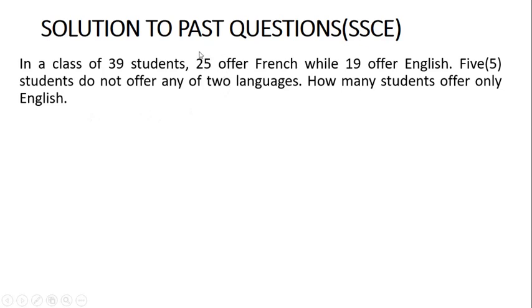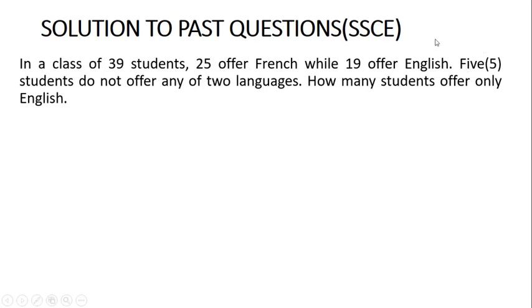Now, anytime you have a question in the form of the one you are looking at on your screen, what you need to do is, because we are given that 25 offer French, 19 offer English, that means some of those that offer French are likely going to offer English, meaning that we have some that offer both French and English. So it would be wrong for you to assume that this 25 stands for those that offer French only. To get the number of students that offer French only, all you need to do is get the number of students that offer both French and English, then subtract from this figure.